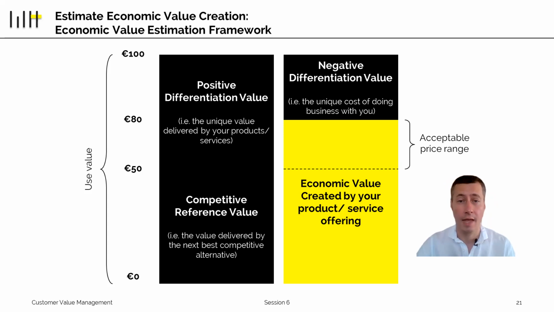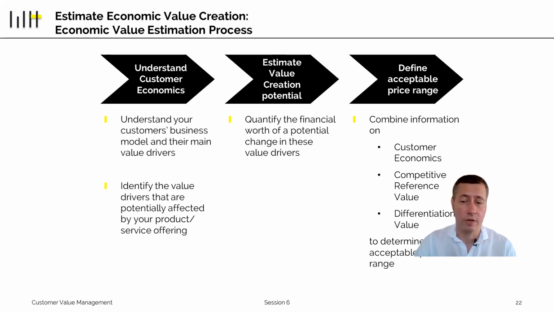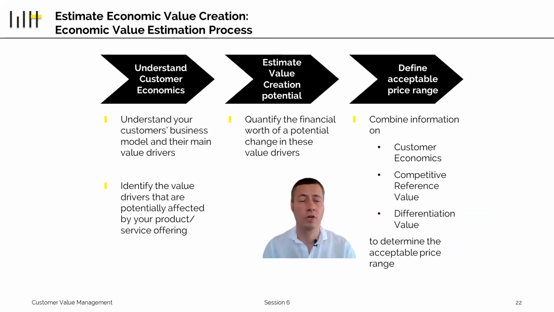The idea of the economic value estimation framework is that we need to find out how our product creates actual value for the people buying it. And for that, we need three steps. First, we need to understand the economics of our clients. How do our clients make money? Think of it in a B2B setting, for example. And how can we help them to make more money? We then need to find out how much our product is worth, how much incremental money our product can create. And based on this, we have to determine an optimal price range.